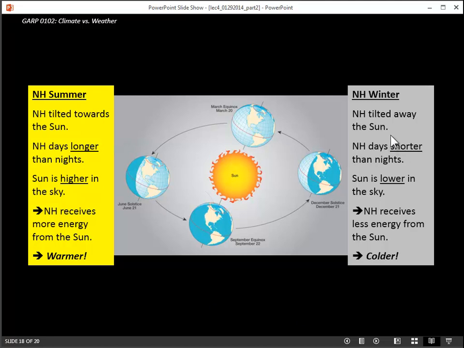Now flip that into the winter. Let's say December, January. Now the northern hemisphere is tilted away from the sun. We have short days and long nights. We all know that. That's exactly what we're having right now. The sun remains fairly low in the sky. We receive not a heck of a lot of energy from the sun, and therefore it's colder, and we have winter.